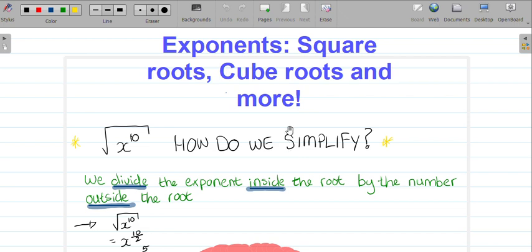Today what we're going to be doing in the lesson is exponents regarding square roots, cube roots, and more. Okay, so in the previous video, I did a broad overview of all the rules, and these are extra rules that we do need to know in order to get the high marks that we want. So let's have a look.